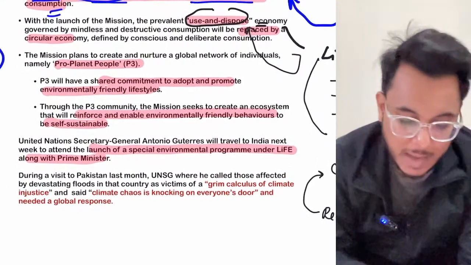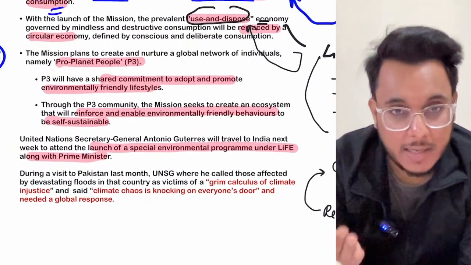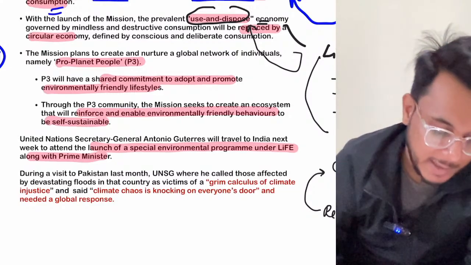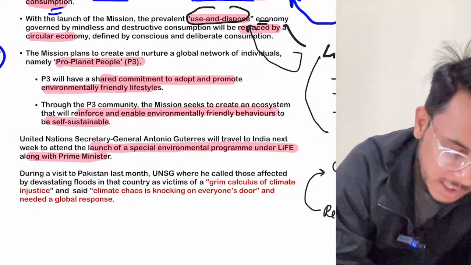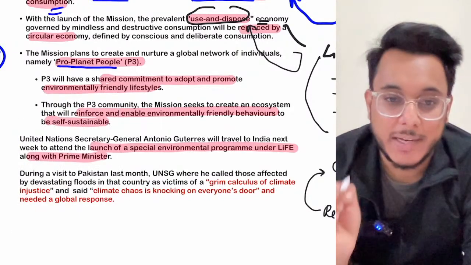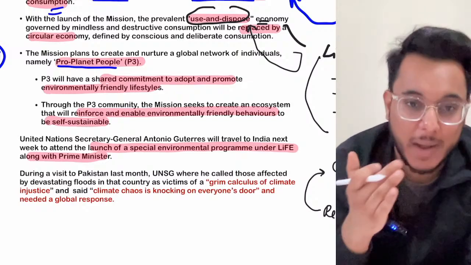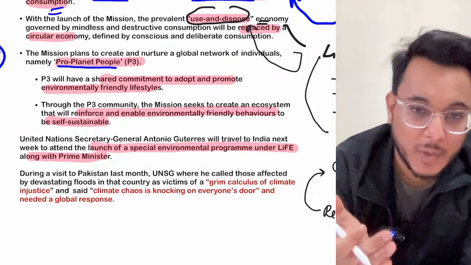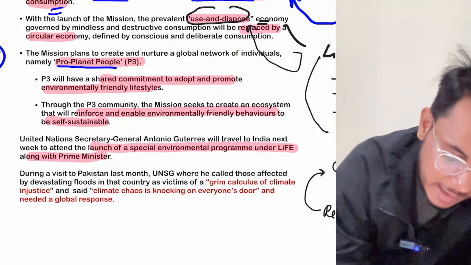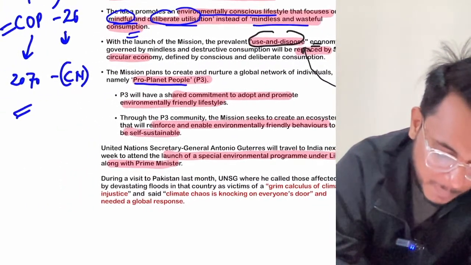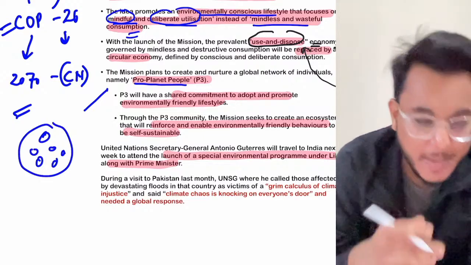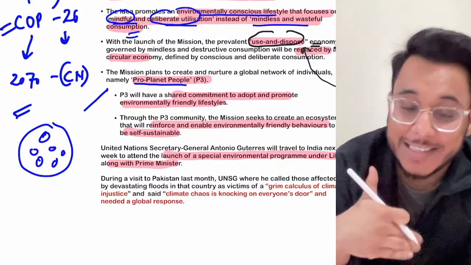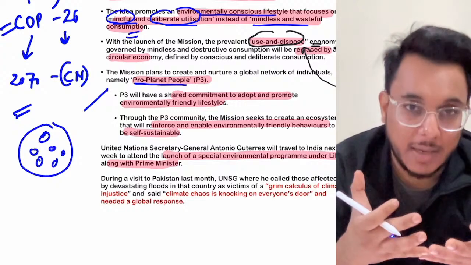Fine. Now, in this LiFE movement, there is one more component, that is the P3 movement. P3 stands for Pro-Planet People movement. Now, in this pro-planet movement, what has happened? There is a group of pro-planet people. Like-minded people will come together and they will propagate it as a movement. Are you getting it or not?